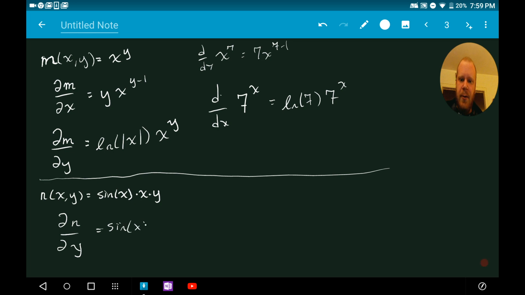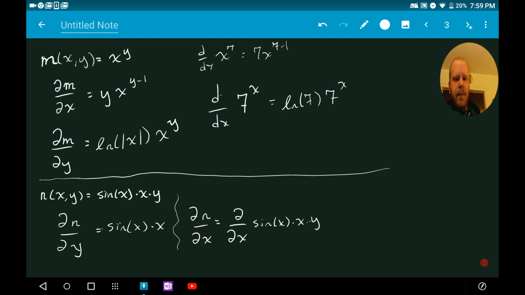So we're just going to get whatever that constant is. 7 times x, derivative of that is just 7. Del n del x is going to be a little bit more complicated. So now we have, right, we're taking the partial derivative with respect to x of sine of x times y.